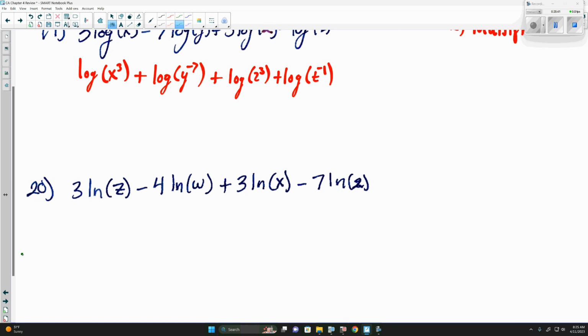Since we have more than one log added together, we can rewrite it as multiplication. I'm going to move the 2 to the third to the front. Then we'll have x to the third, y to the negative 7th, t to the negative 1st. Multiplying them all together.